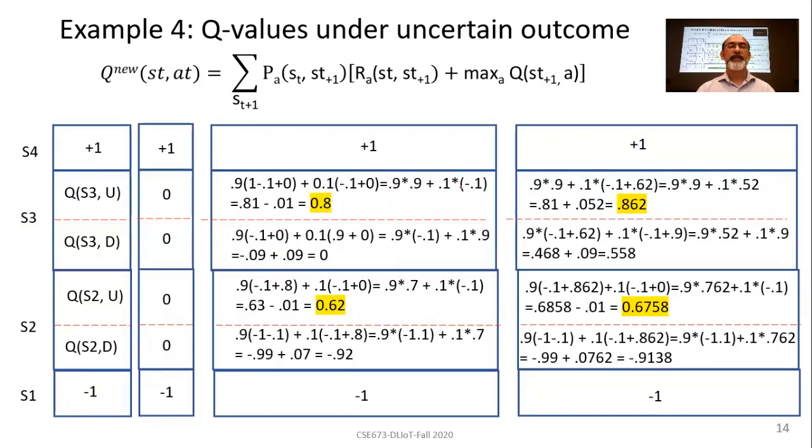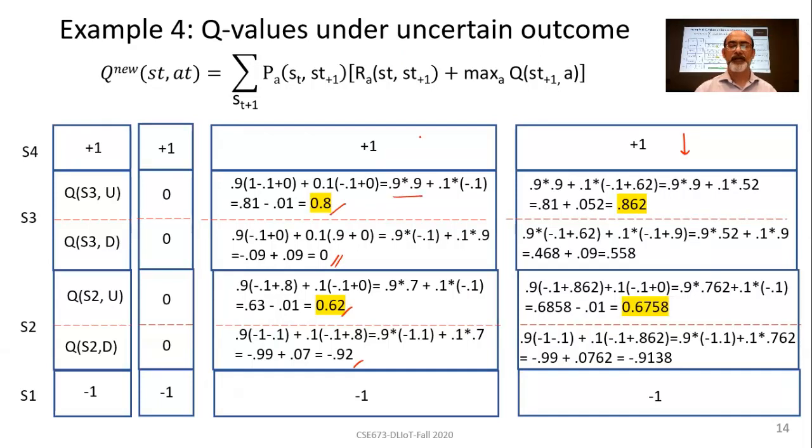So in the second iteration over here, let's look at this. Everybody's okay with this? It's 0.9 times 0.9, 0.81 minus a little bit of a negative reward going in the opposite direction. And then over here, it comes out to be 0. This comes out to be 0.62. This comes out to be negative 0.92. Is this okay?